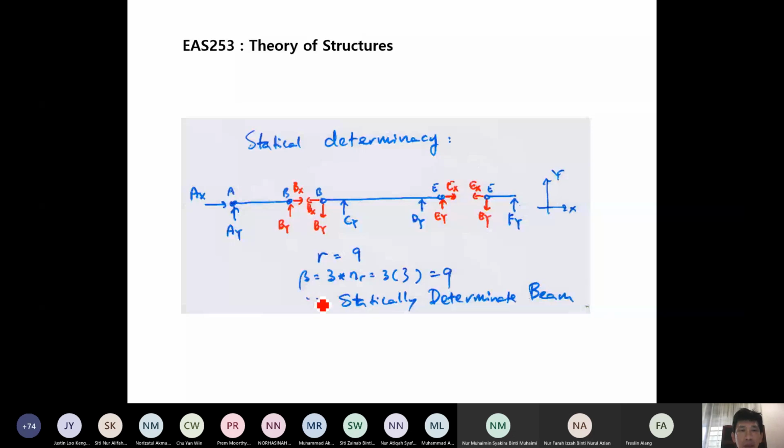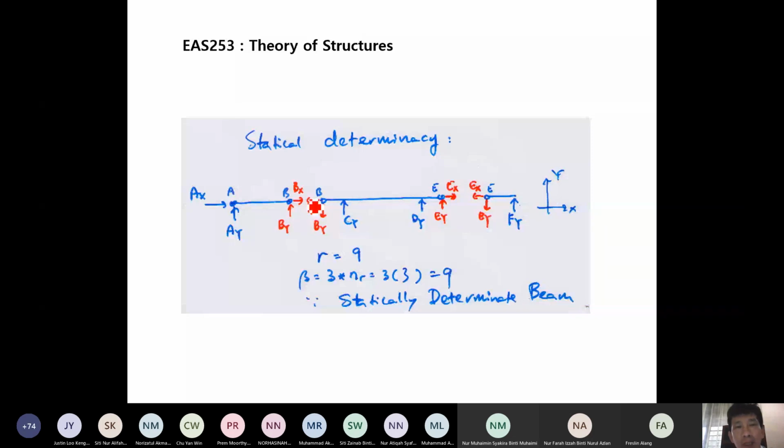Equilibrium equations: we have separated the 3-span beam into 3 parts. So for each part we have 3 equilibrium equations. So 3 multiplied by 3, we get 9. So this is actually a statically determinate beam. This is to refresh how we check statical determinacy of structures with hinges.